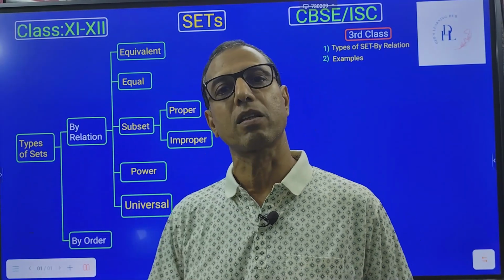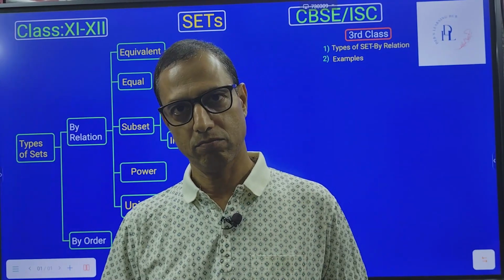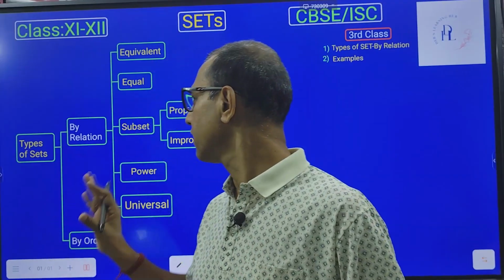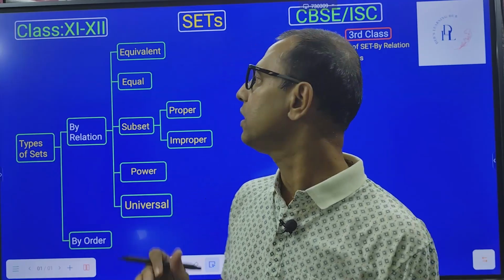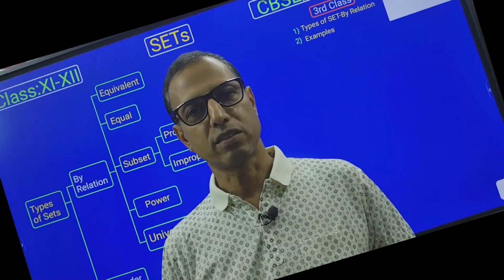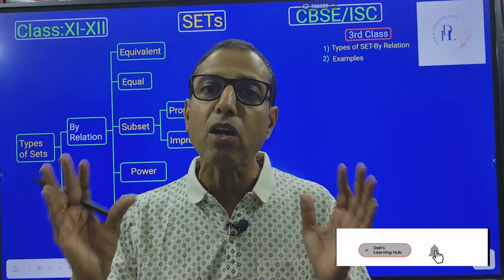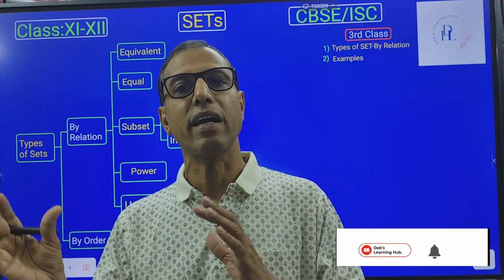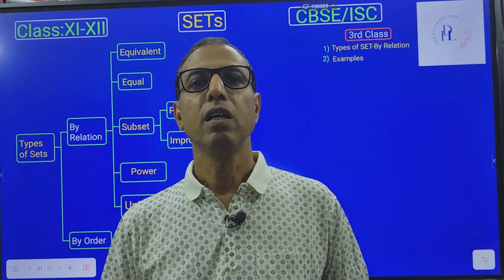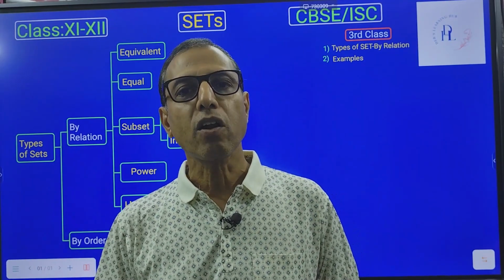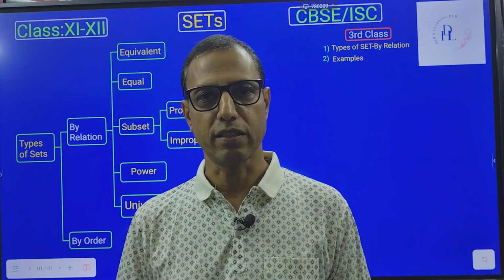But what does by relation mean? By relation means you are comparing between 2 or more than 2 sets, right? That is why it is called relation, because relation means you definitely have to have more than one set. So what is an equivalent set? An equivalent set means if there are 2 sets having the same number of elements. It doesn't matter what the elements are, they may or may not be the same, but the number of elements is the same. That means if 2 sets have the same order or cardinality, then they are called equivalent sets.